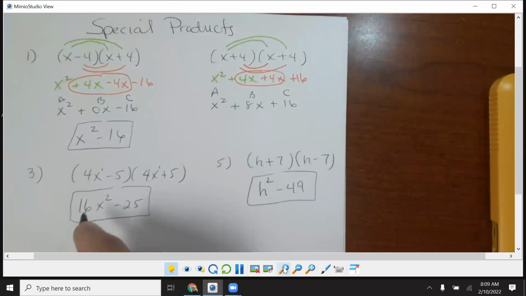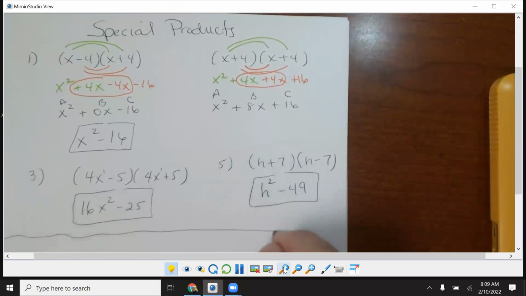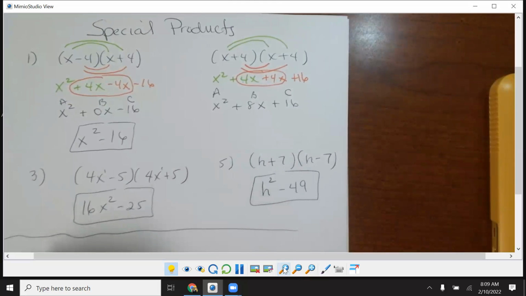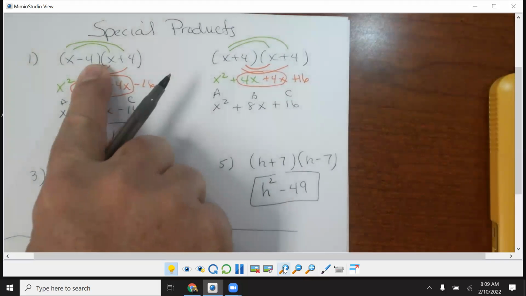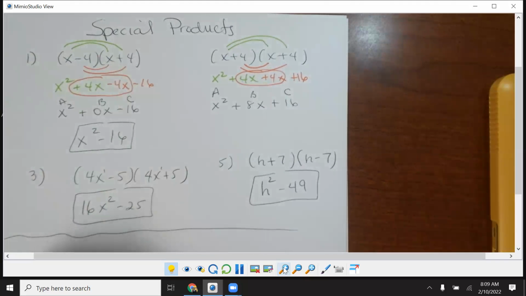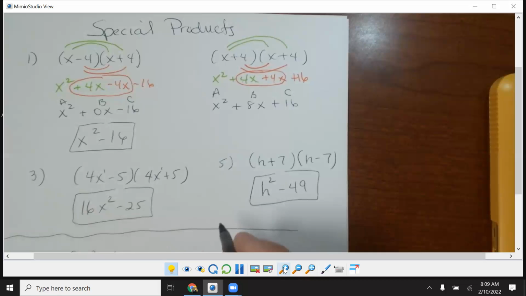Okay, now we're going to do something a little bit different. We're going to take this binomial and try to find the factors. And it's really the opposite way of thinking. The first thing we want to try to do, here are some steps you could follow.